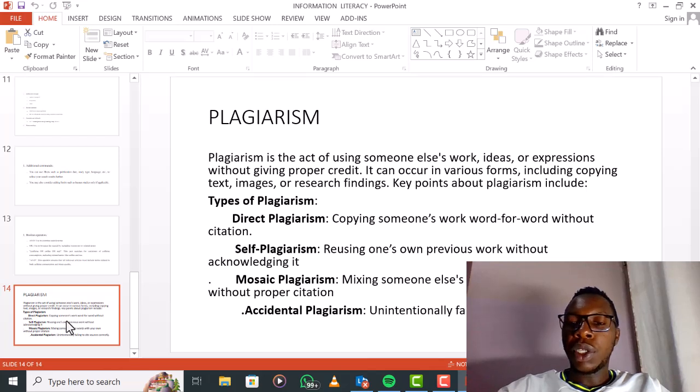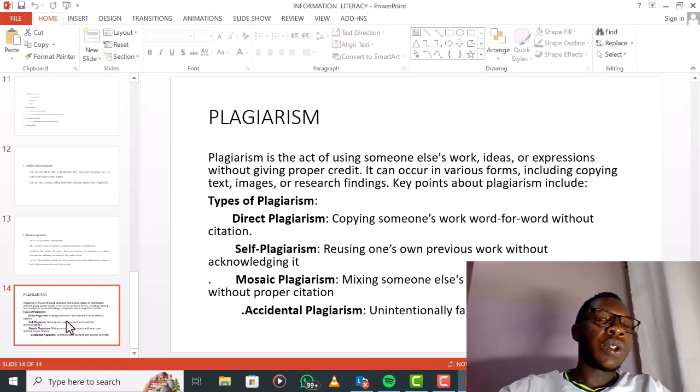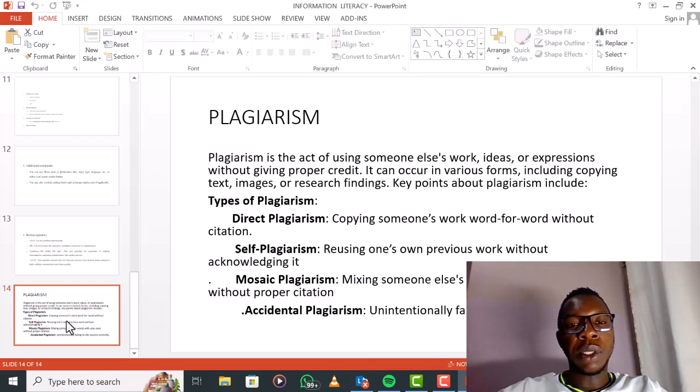This is unintentionally failing to cite sources correctly. For example, you may know where you have gotten your information from, you know your sources, you know everything. But instead of citing the person at the end of your text or your message, you end up failing to cite the sources correctly. And if you don't cite the sources correctly, that means you are forging someone else's work. You are copying someone else's work without the authority. So to avoid plagiarism, I think we shall look at that in the next video. But that is the basic things about plagiarism and the types of plagiarism.